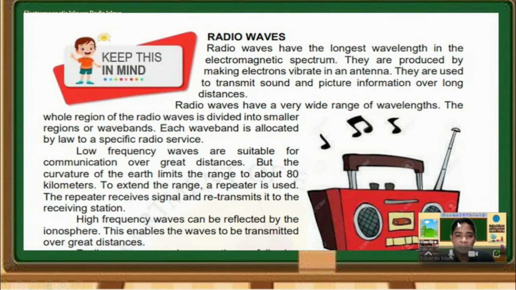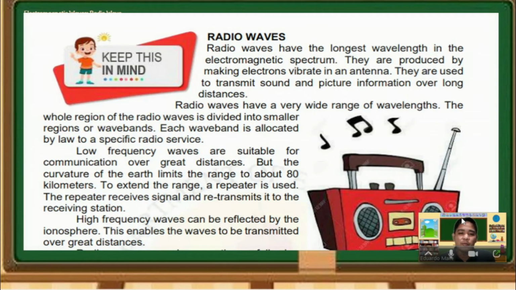Meaning, these are the concepts to keep in your mind. Radio waves have the longest wavelength in the electromagnetic spectrum. They are produced by making electrons vibrate in an antenna. They are used to transmit sound and picture information over long distances. Radio waves have a very wide range of wavelengths. The whole region of the radio waves is divided into smaller regions or wave bands. Each wave band is allocated by law to a specific radio service.